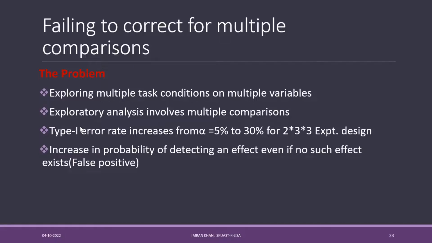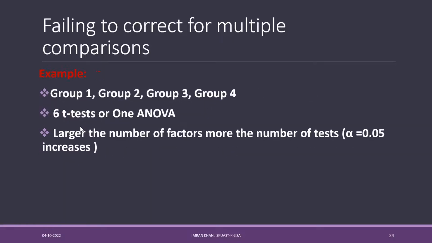A level of significance, which we denote by alpha, doesn't remain fixed at 5%, which we usually fix at the start of the research. But when we do multiple comparison, it may inflate. It may go from 5% to 30% for a 2x3x3 experimental design. And by this, we can have more false positives if we go for the exploratory type of analysis.